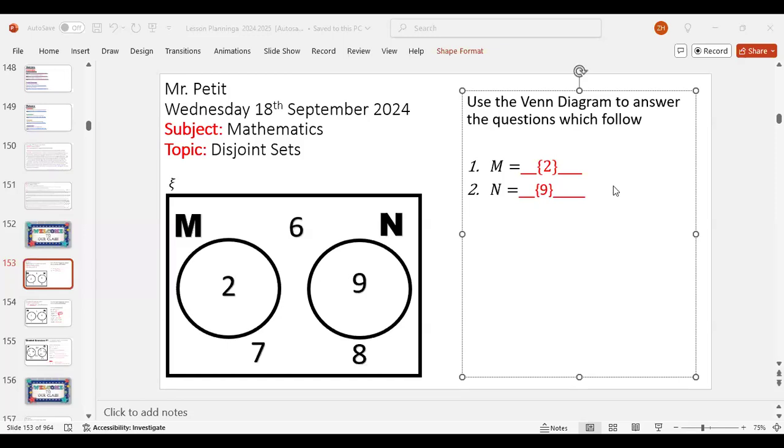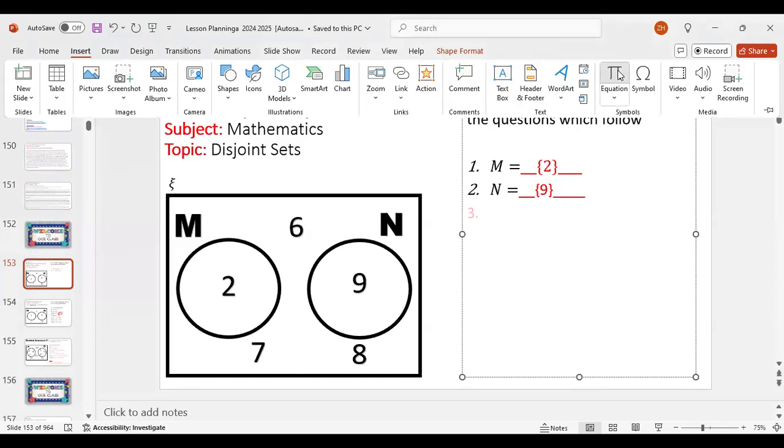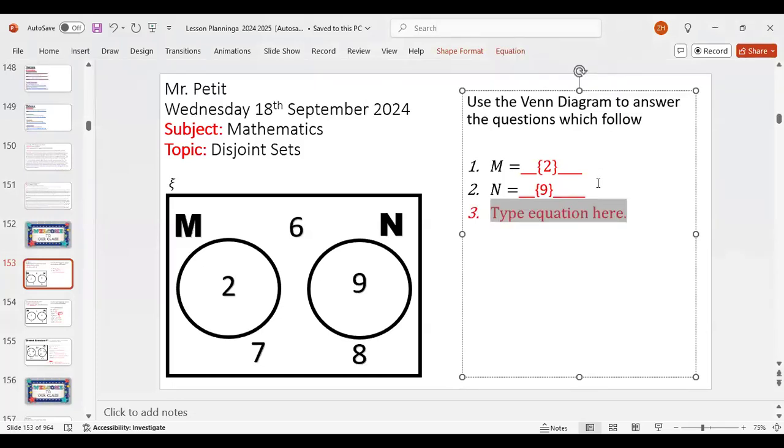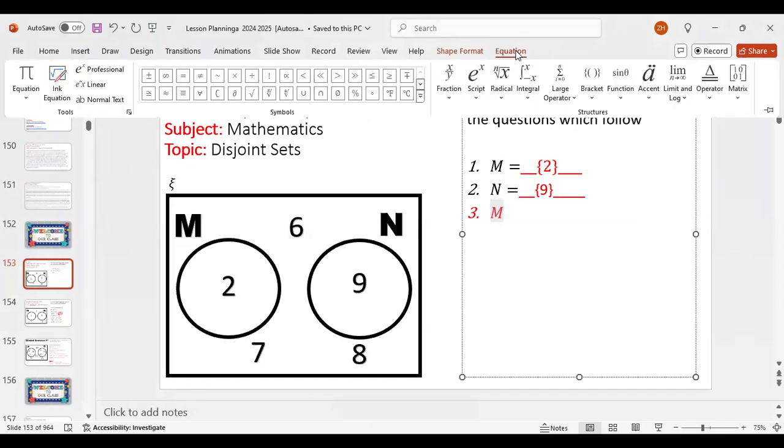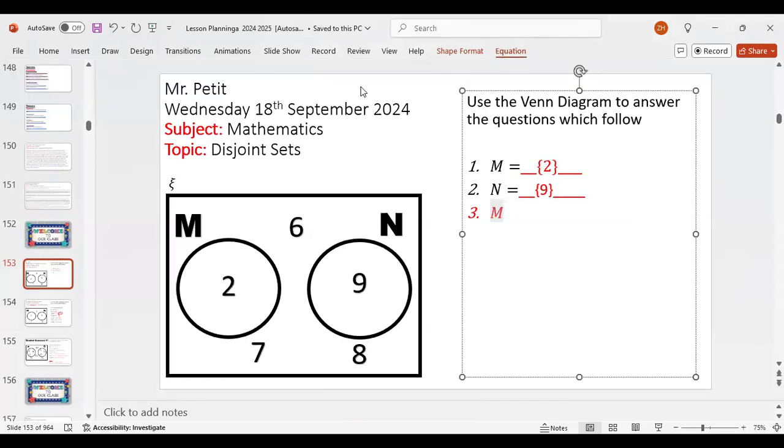All right, let's move on to the next one. This is a good one. I want the intersection, not the union. M intersect N. What is that going to be? Put your answers inside the chat. M intersect N. What is that going to be?